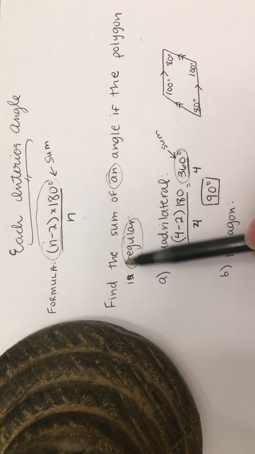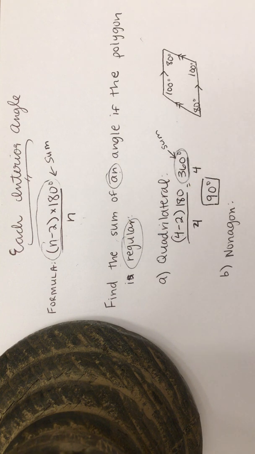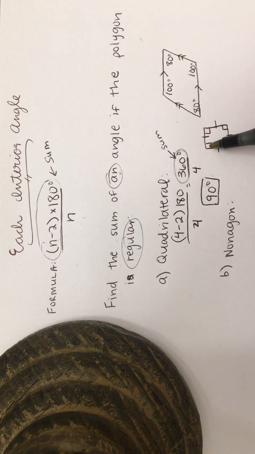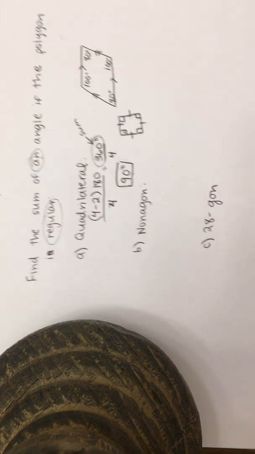However, if we're talking about a regular quadrilateral, that means each angle has to be the exact same measure. In this case, that is 90 degrees. So a square would be an example of a regular polygon because it has all congruent angles and all congruent sides. Again, when it's asking you for an angle or each angle, it just wants one for a regular polygon. So when we divide by the number of sides, we get how many degrees each of those angles will be. Let's take a look at two other examples here.